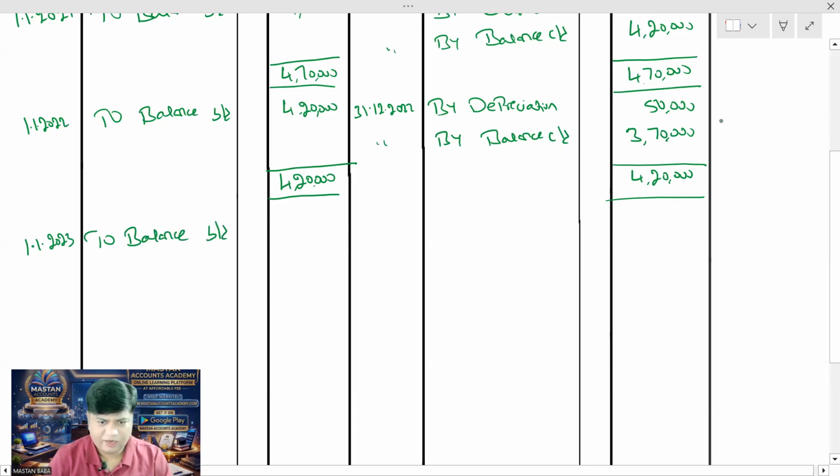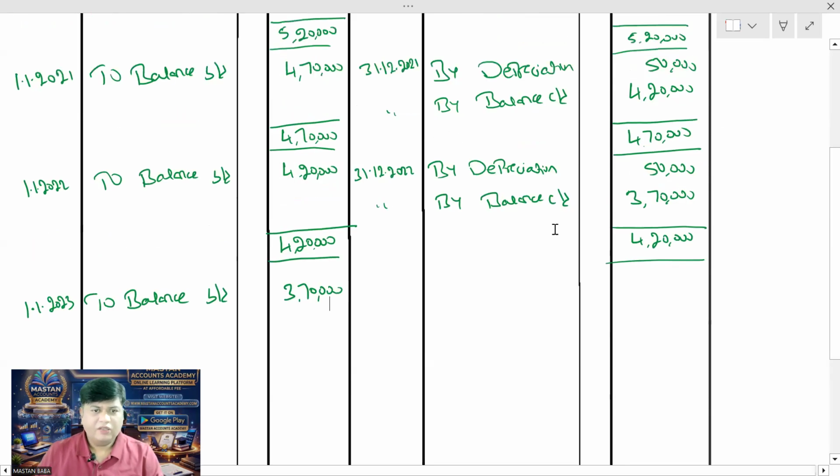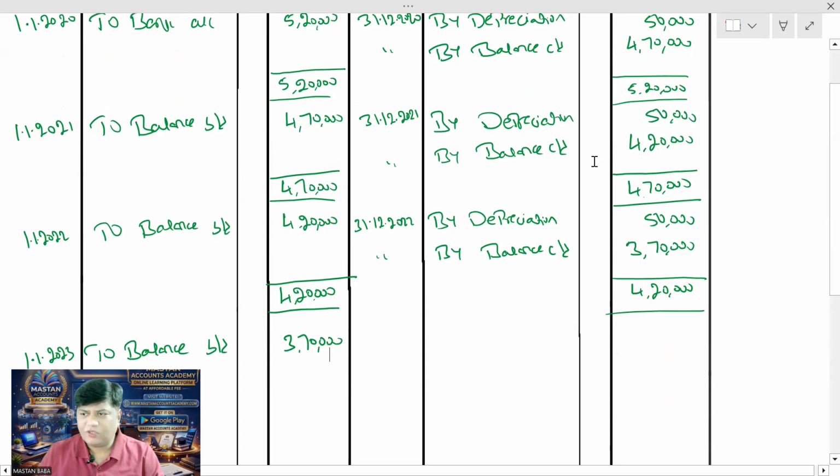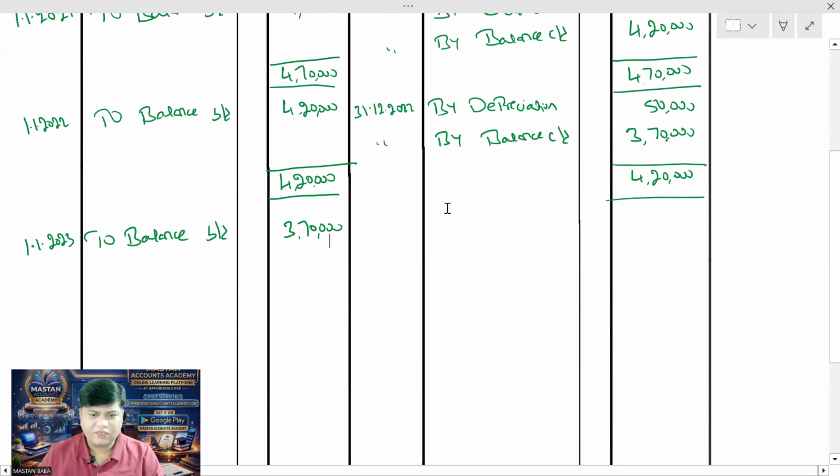Write 3,70,000 here. And dear students, what does it indicate? It indicates that the asset which you bought on 1/1/2020 for 5,20,000, after 3 years of depreciation, the value of that particular asset is how much now? 3,70,000 is the book value of the asset.